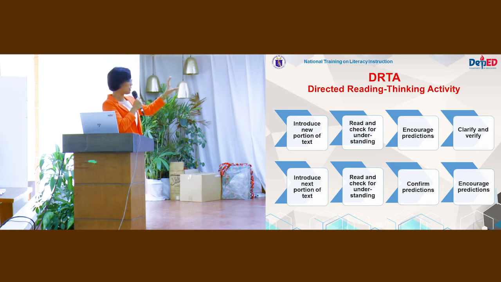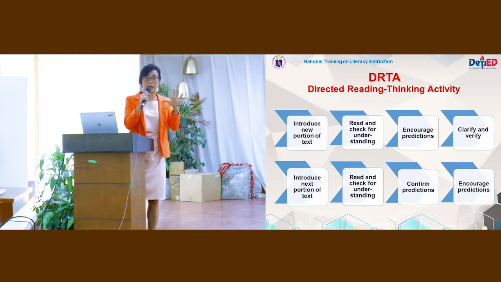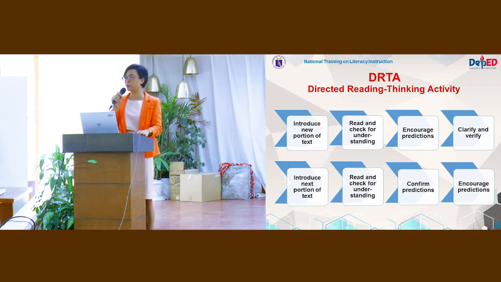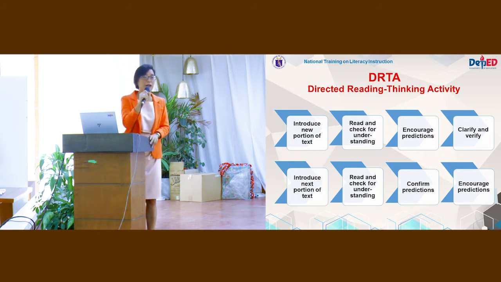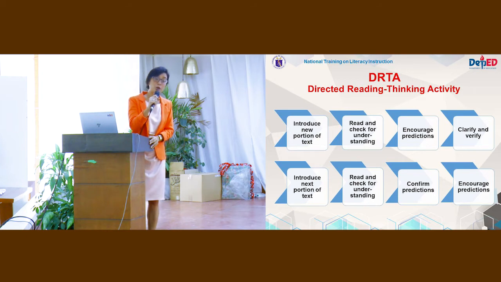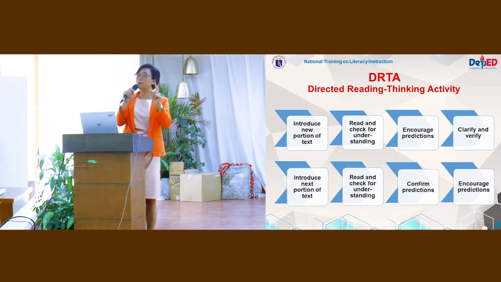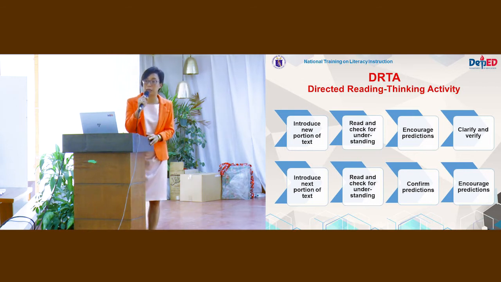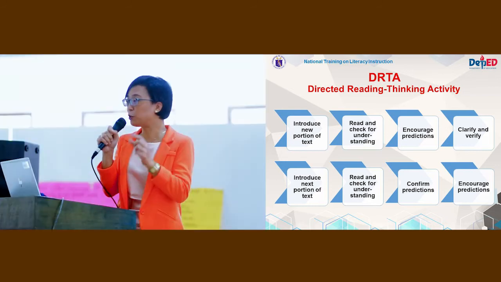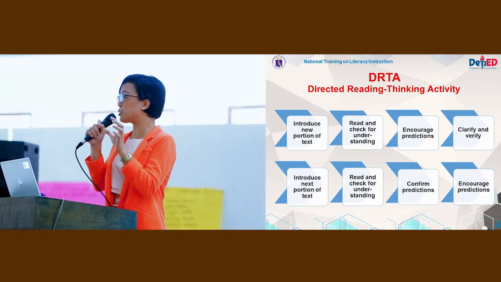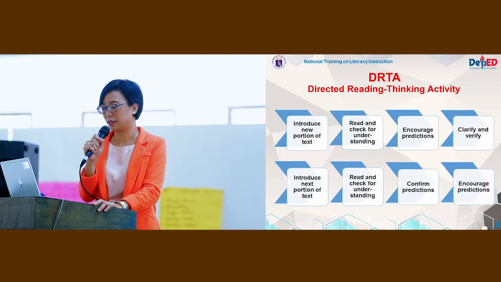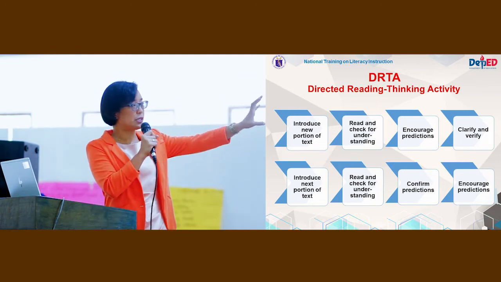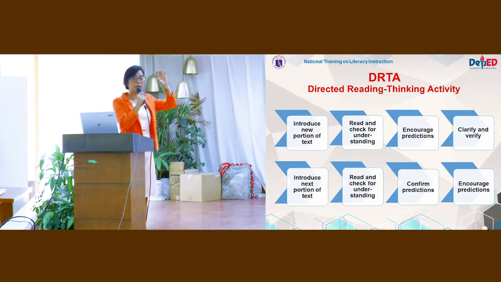You will notice that the first one is introduce new portion of text. But perhaps prior to introducing new portion of text, the first thing that we have to do is to look for a fresh material, a text or a story that is unfamiliar to students. Otherwise, the purpose of predicting might be defeated. We have to look for a material which we think the students have not yet read. Okay? So we introduce the text, and then we give the first chunk.